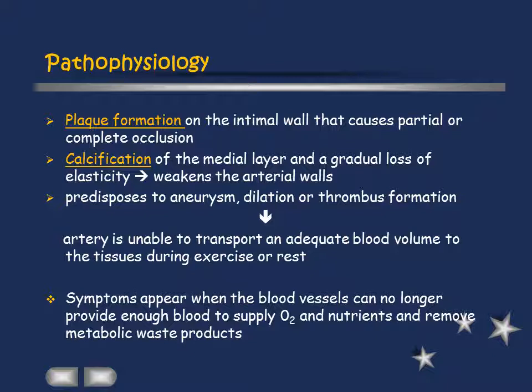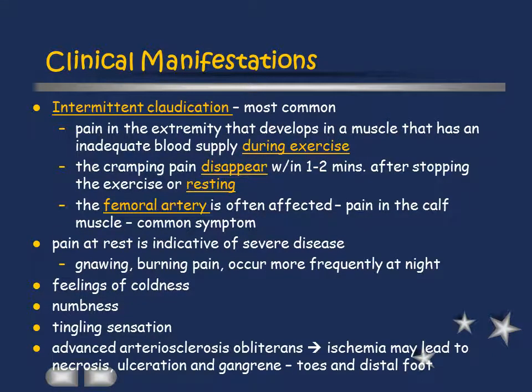Then it leads to calcification of the medial layer and a gradual loss of elasticity. So that weakens the arterial walls. Then it predisposes to aneurysm, dilation or thrombus formation may occur. Then the artery is unable to transport an adequate blood volume to the tissues during exercise or rest. So symptoms may appear when the blood vessels can no longer provide enough blood to supply oxygen and nutrients and remove metabolic waste products.